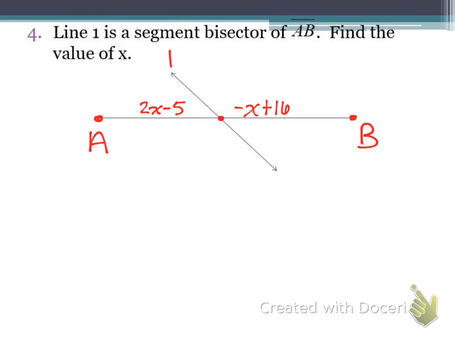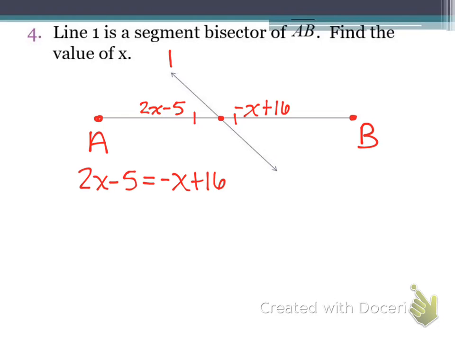All right, it's the same situation as before. We've got a segment bisector. We have some expressions. We're asked to find the value of x. If we have a segment bisector, that means that these two sides are congruent to each other. So I can mark them with little tick marks if I want to. If they are congruent, I can set them equal to each other. Congruent means they have the same measure.